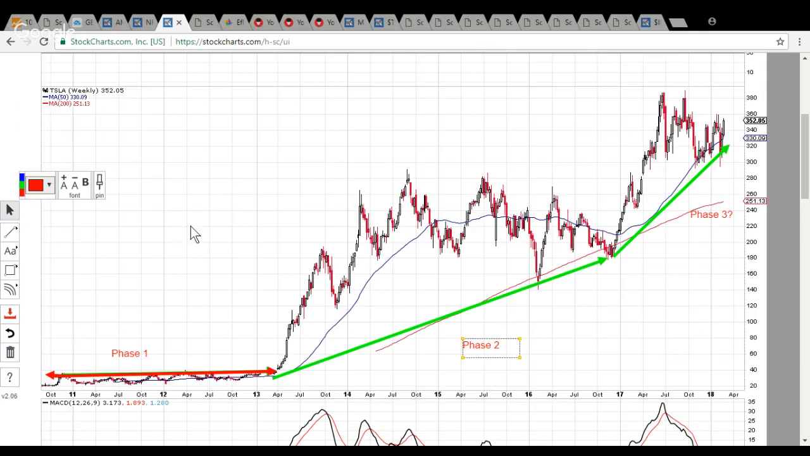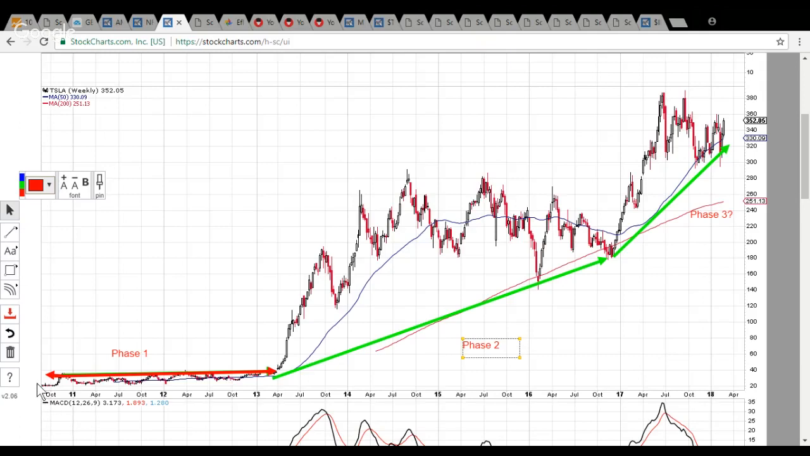Just so you understand, I am not here proselytizing that for some reason this magic 7-phase thing always works exactly the way all the other ones have. There are things you must consider with any technical system, including this one. Okay, this is Tesla going back to the formation of the company.